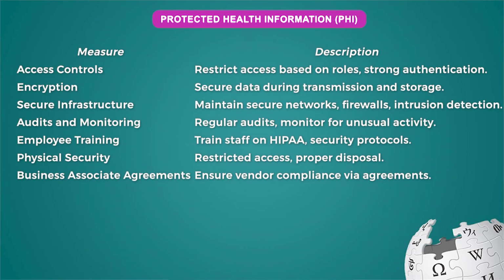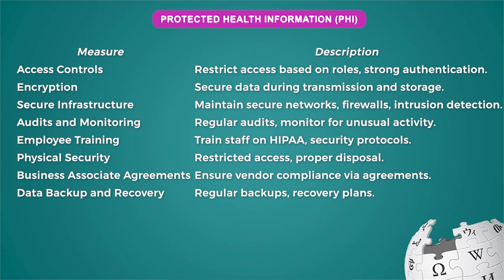Business associate agreement describes establishing agreements with third party vendors, that is business associates, to ensure they also adhere to PHI protection requirements. Data backup and recovery point describes regularly backing up PHI and establishing disaster recovery plans to ensure data availability, even in case of system failure or breaches.